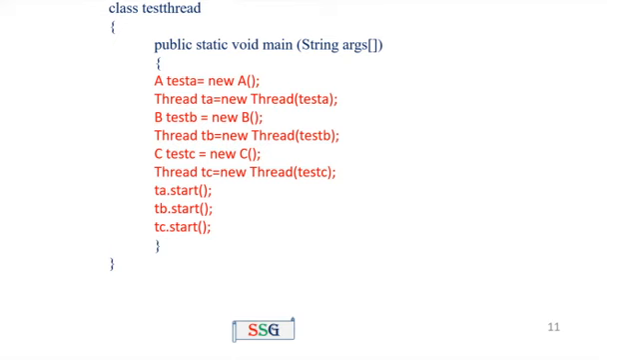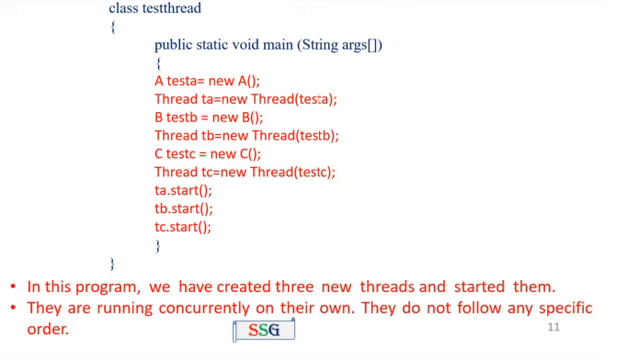The next one, C testC equal to new C. The third class object is created, and the object is assigned to the respective thread: Thread tC equal to new Thread(testC). After executing these statements, all the three threads are created successfully. The first thread name is tA, second thread name is tB, third thread name is tC. All the three threads are in the newborn state. Now we are going to execute the threads: tA.start, tB.start, tC.start. That means all the three threads are executed.